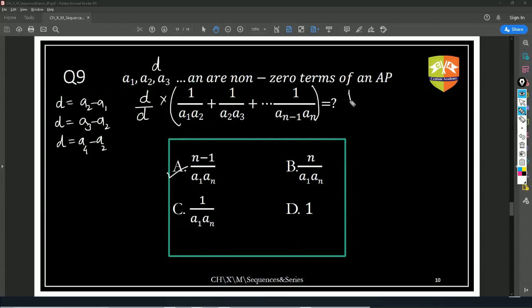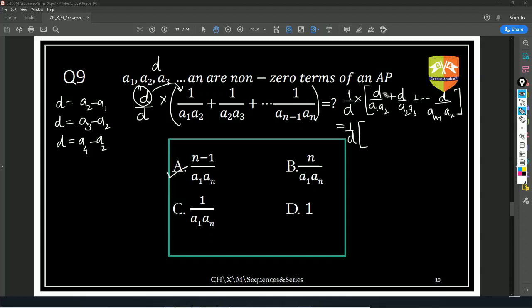Can I say 1 by D into, take the numerator D inside. So what will happen? D by A1A2, D by A2A3, and so on and so forth, D by A(n minus 1)An. Are you convinced? Is it okay? Understood by all? Right? Just multiply, divide by D. So can I not write this as 1 by D?